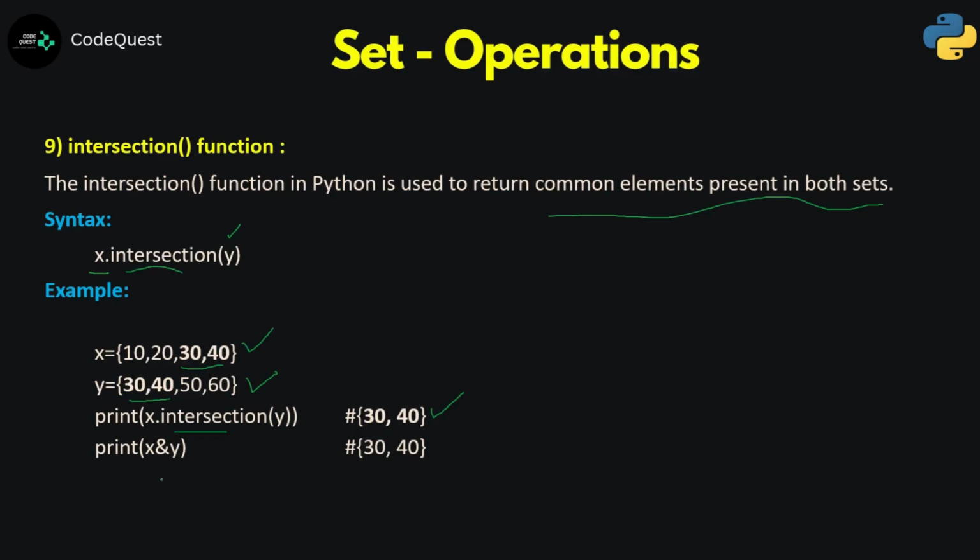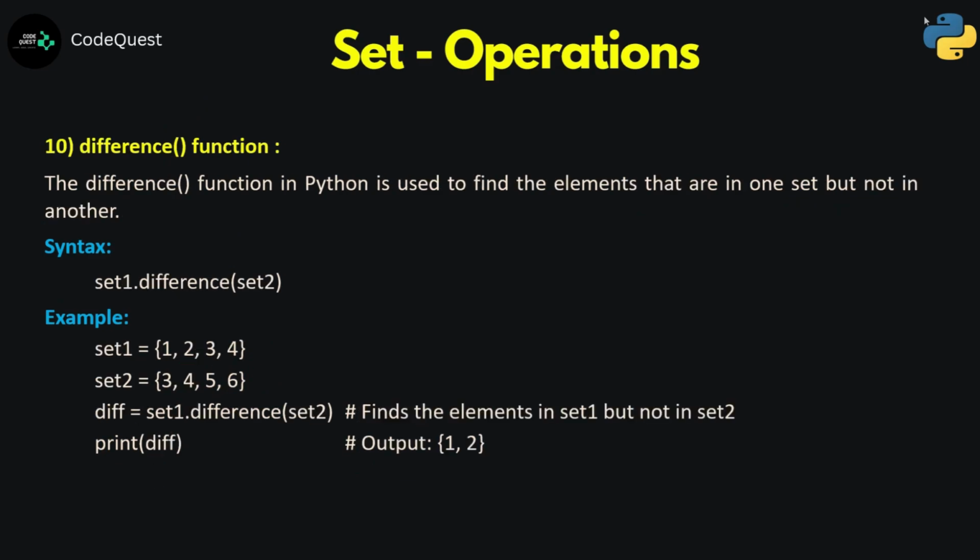Now the same also you can achieve by replacing the intersection function with ampersand. Okay, so X and Y. This also gives me the same result what we have got out of this intersection function.